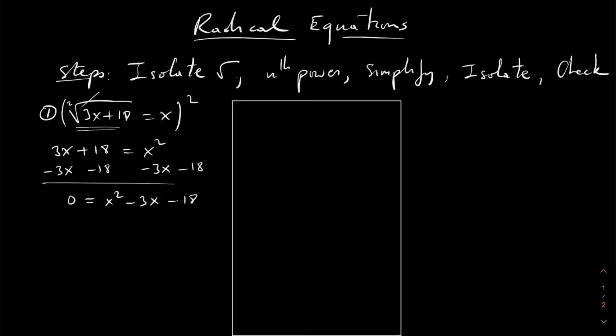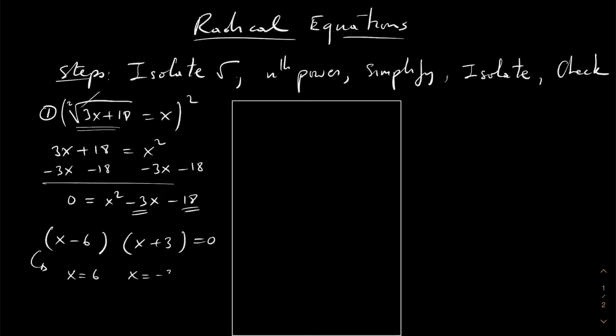Now, since this is a quadratic equation, all I need to do here is look for two numbers that add up to negative 3 and multiply to negative 18. Those two numbers are going to be negative 6 and 3. So I'm going to rewrite this as x minus 6 times x plus 3 equals 0, which would finally give me x equals 6 and x equals negative 3.